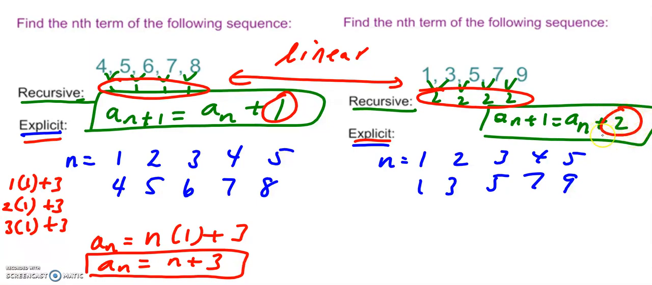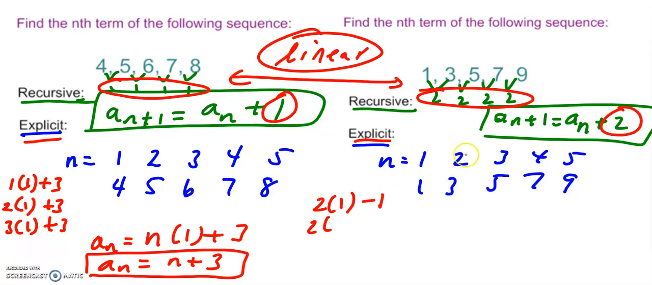In the same way, in this example, my common difference was 2 in my recursive. So I wonder if this can act as a slope again, if I know that it's linear because of this pattern. So if I take my first term, 1, and I multiply that by 2, how do I get from 2 to what my output value should be? Well, I'd subtract 1. If I took 2 and multiplied it by my second term, would it still work? So if I have 2 times 2, I have 4. So to get to 3, I would subtract 1 again.